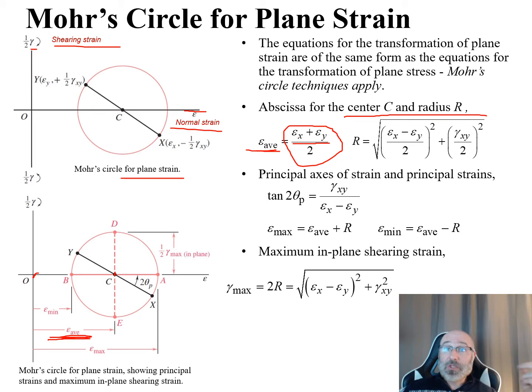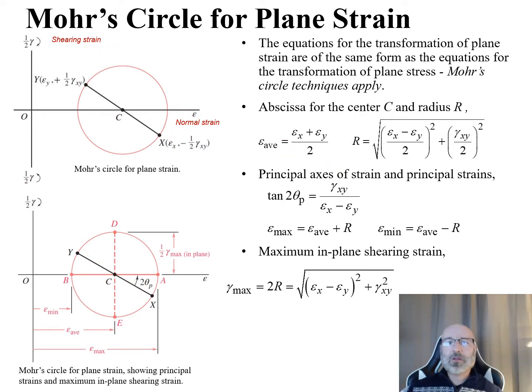Now for our radius, we can still use the square root of the sum of the squares. This says that our radius R going from the center at C out to the outer point of the circle, which would be C to A, C to x, C to y, C to D, C to E, all of those are still going to have that same radius that we've seen before. This is going to be equal to the square root of epsilon x minus epsilon y, all divided by 2, quantity squared, plus gamma xy over 2, quantity squared.